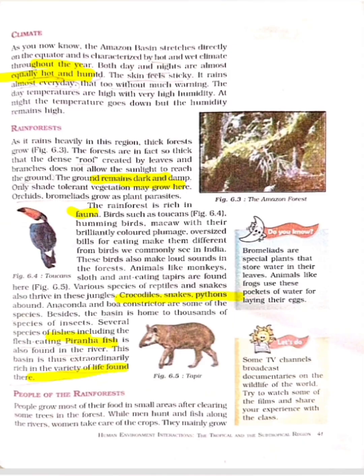Do you know that bromeliads are special plants that store water in their leaves? You have heard about parasite plants. Animals like frogs use these pockets of water for laying their eggs. Bromeliads store water in their leaves, and when the frogs come, they lay their eggs.